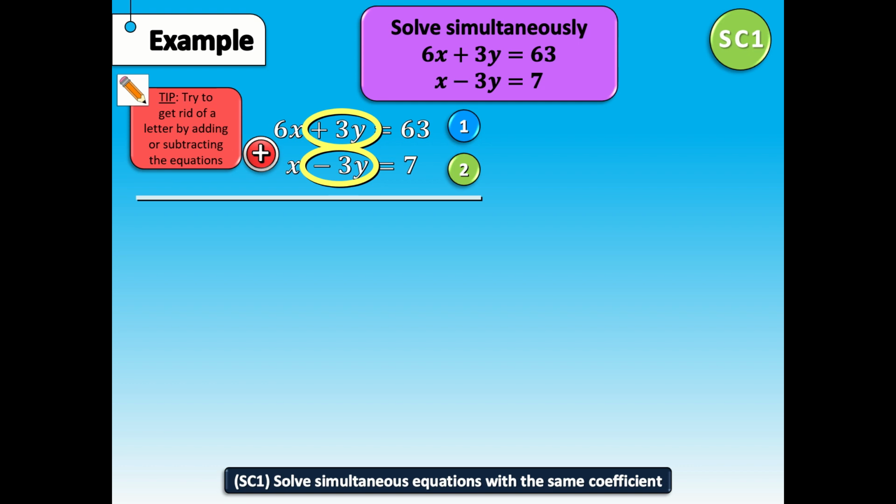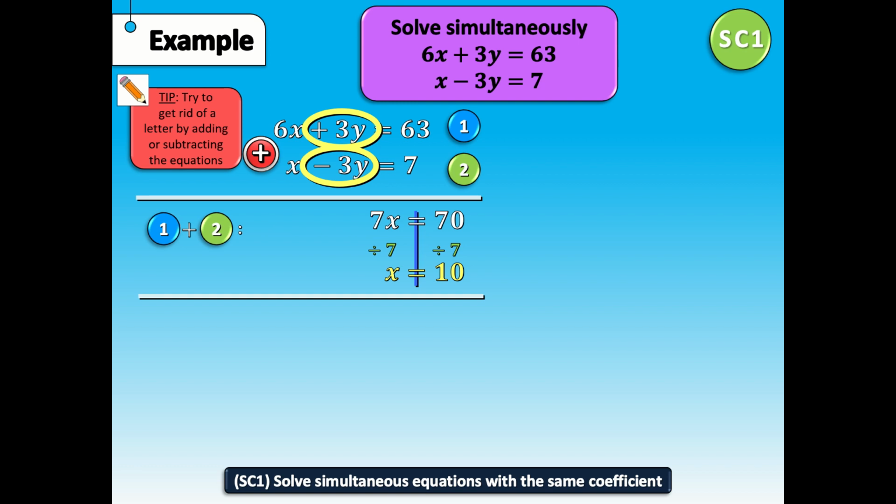So 6x plus x would be 7x. 3y plus minus 3y would be 0, so they would cancel each other out. And 63 plus 7 would be 70. So 7x equals 70. And then I can solve this to find out what x is. So divide both sides by 7. So x equals 10.